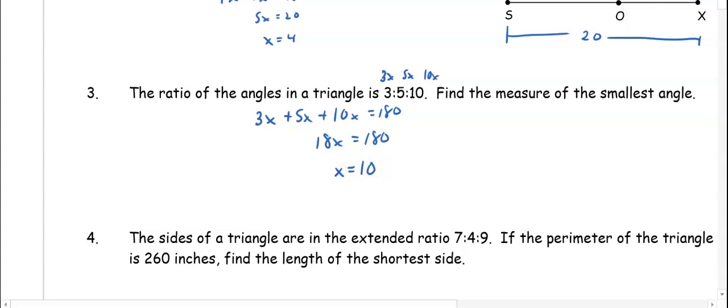Then it says find the smallest angle. So our smallest angle is going to be 3x. So we would have 3 times 10, which equals 30 degrees.